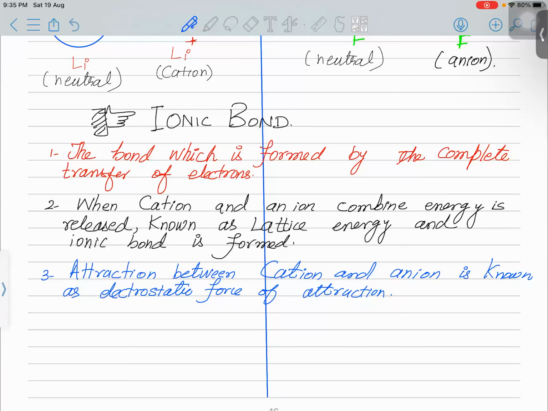No, I told you that static means not moving. So this attraction is not due to the movement of ion or movement of electron. This attraction is due to positive and negative affections. So ionic bonding is electrostatic force of attraction. Attraction between cation and anion is known as electrostatic force of attraction, so ionic bond is formed due to electrostatic force of attraction.